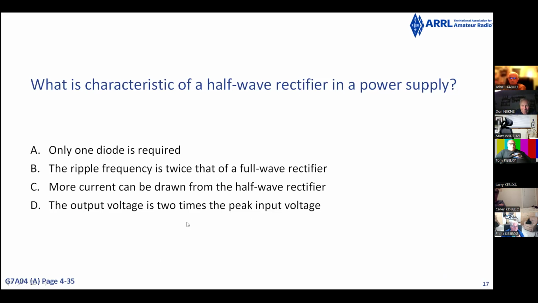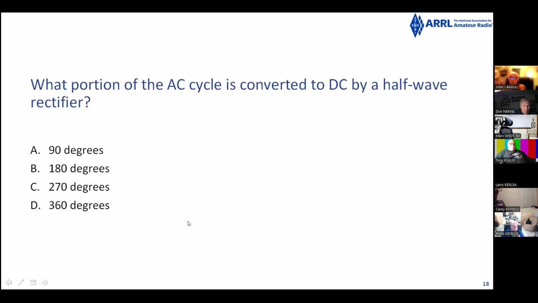And that's the reason. What portion of an AC cycle is converted to DC by a half-wave rectifier? Okay, half-wave. So, you know, a whole wave is 360 degrees. So there you go. B. Answer is Baker. 180 degrees. You just get one hump instead of two.